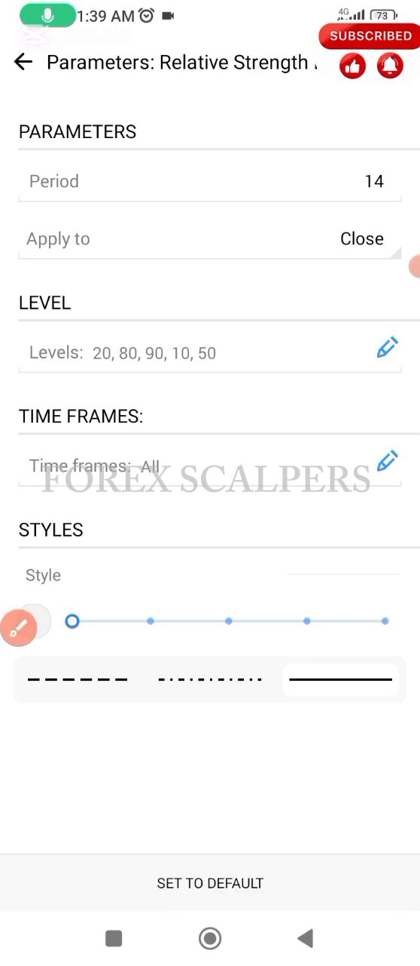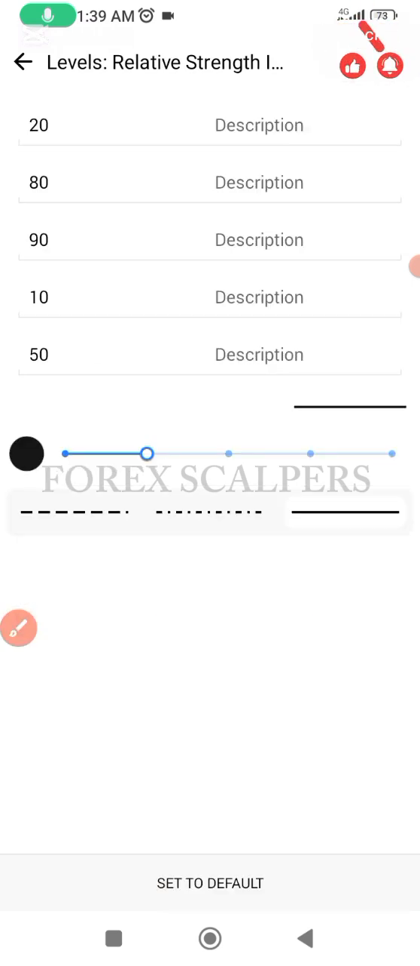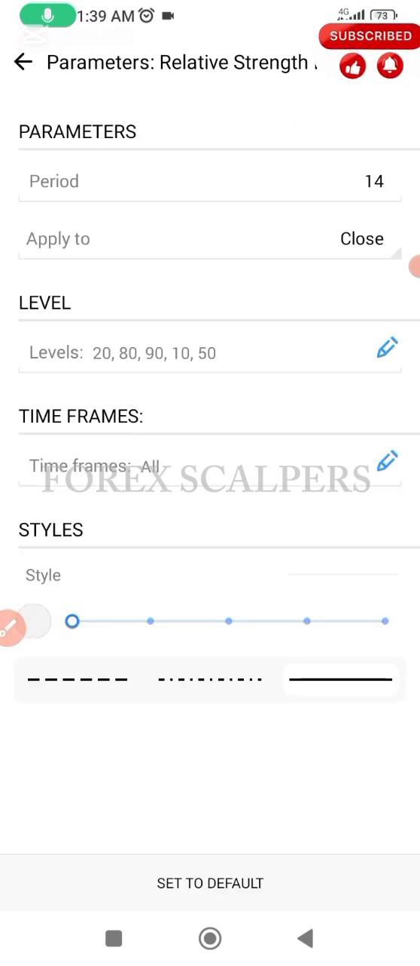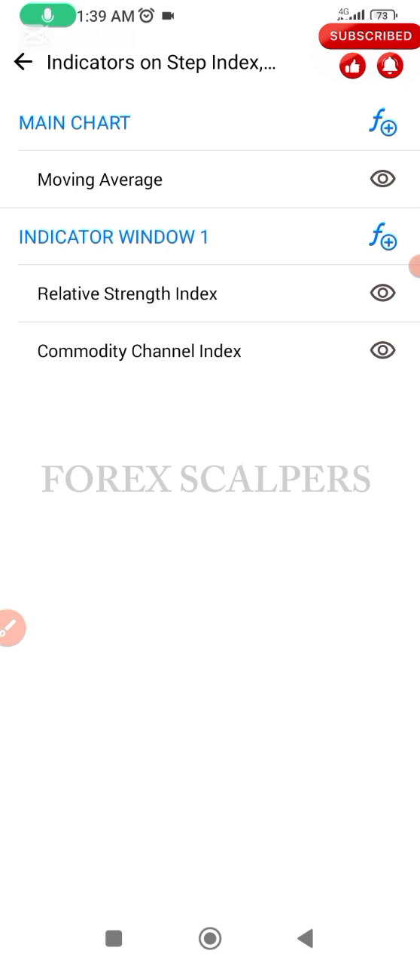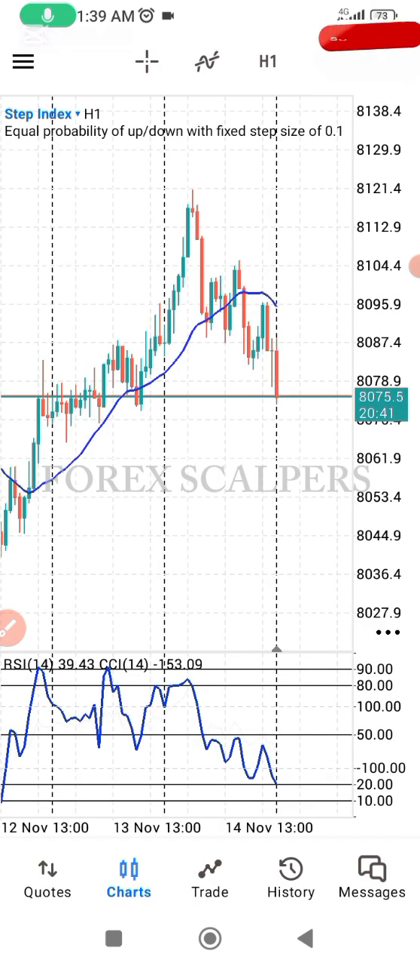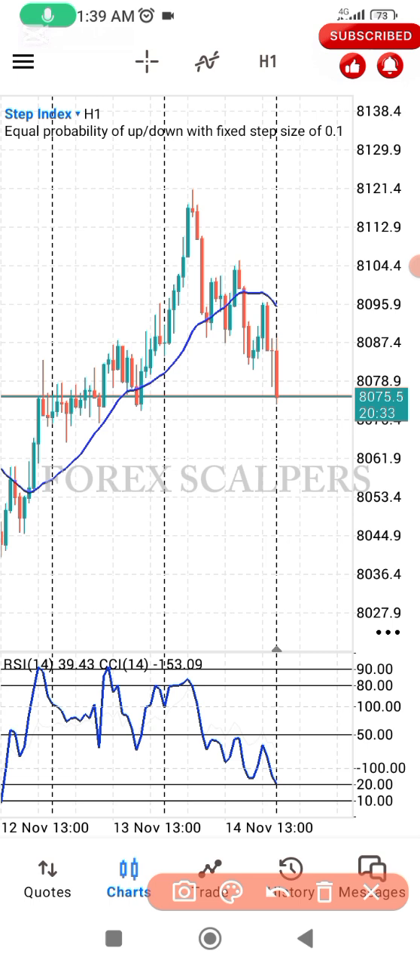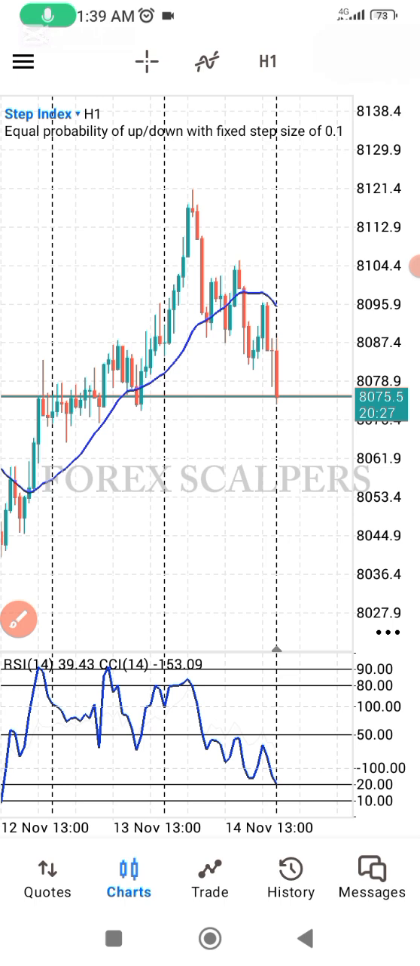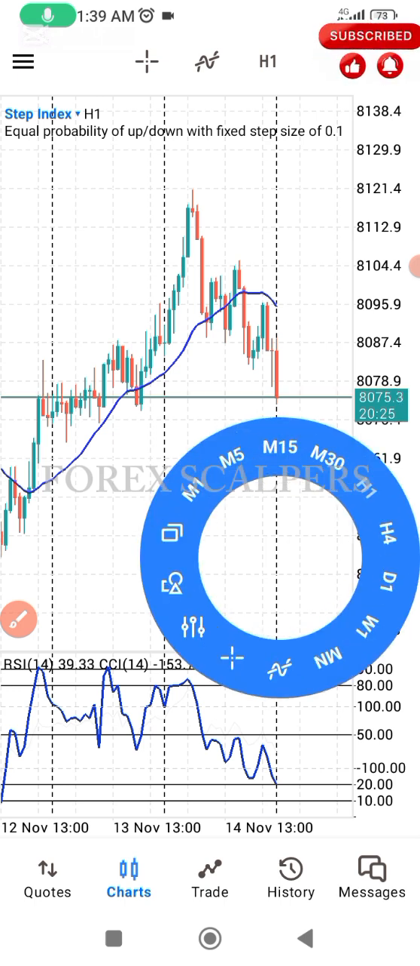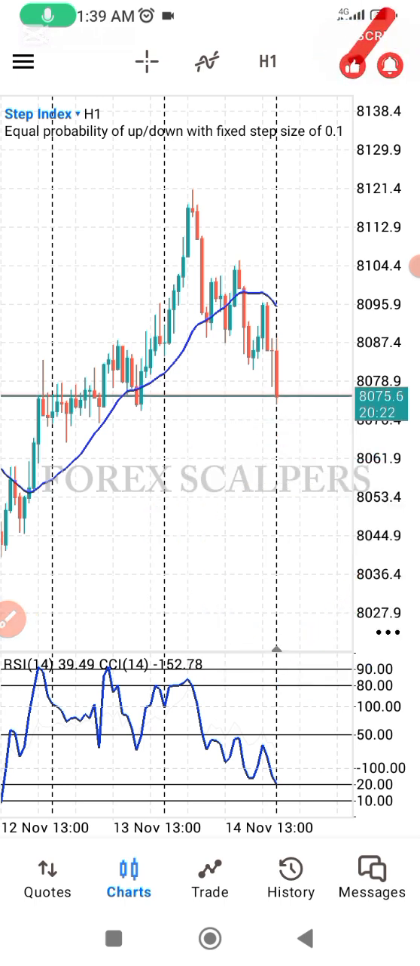And then you have your levels. You can edit this level to any one of your choice. Then once you have done that, now I've had people say previously that they couldn't put the indicator on the same window. Please look at this. First, you click on this, right? So once you click on that, it will take you exactly to where the indicators are.